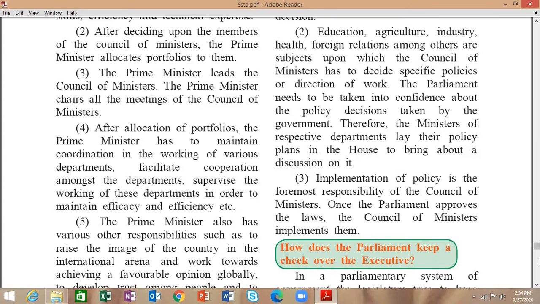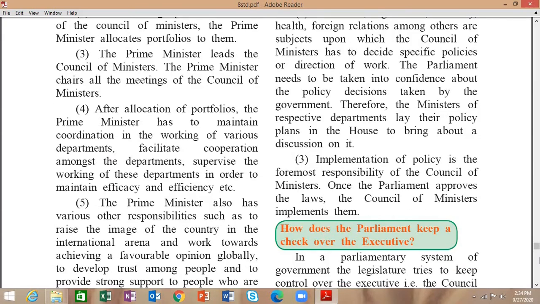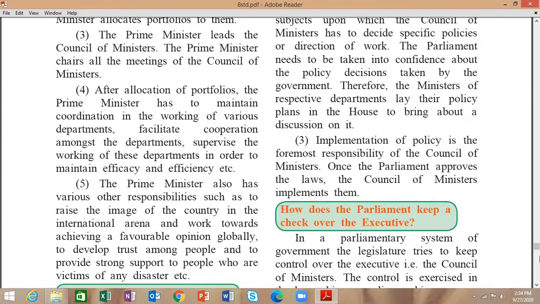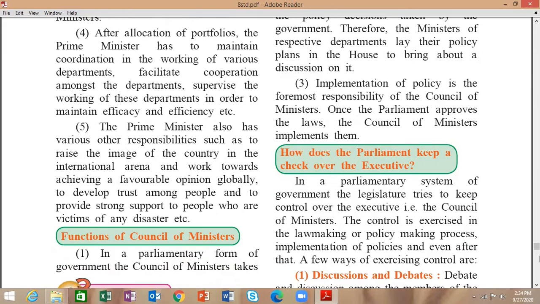discussion. Then the last work, which is very important, that is implementation of policy, is the foremost responsibility of the Council of Ministers. Once the Parliament approves the law, the Council of Ministers implements them.